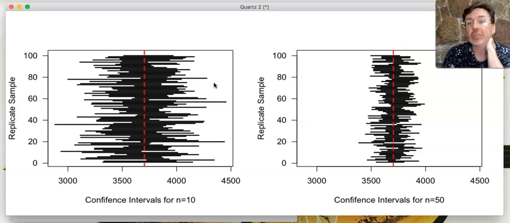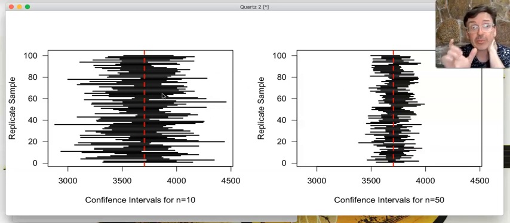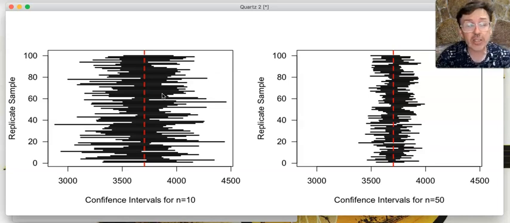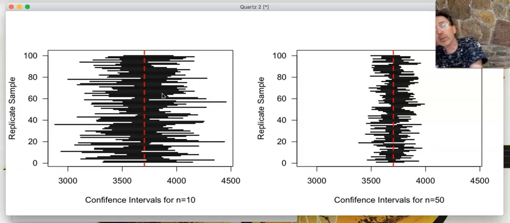But you'll notice that when I only sampled 10 penguins, there's a lot more uncertainty associated with my estimate of the mean. Well, in comparison, when I have a much larger sample size, I have a much greater ability to more accurately estimate the mean. And that's reflected in smaller confidence intervals.